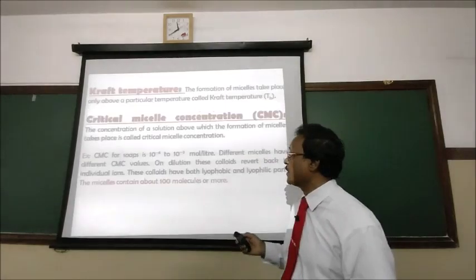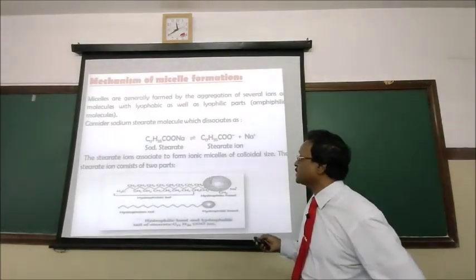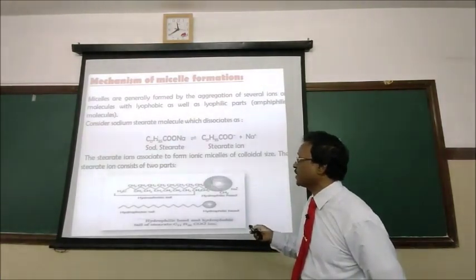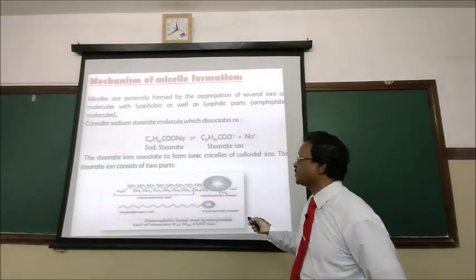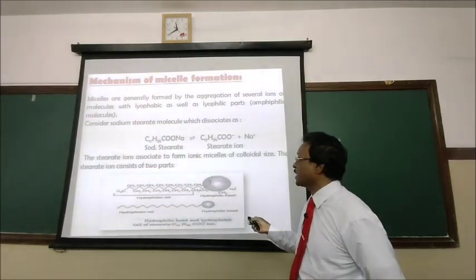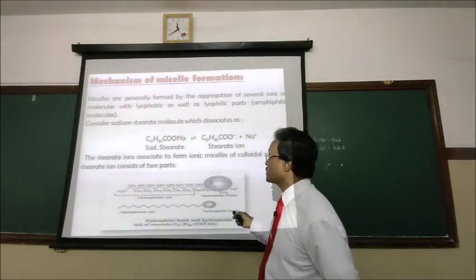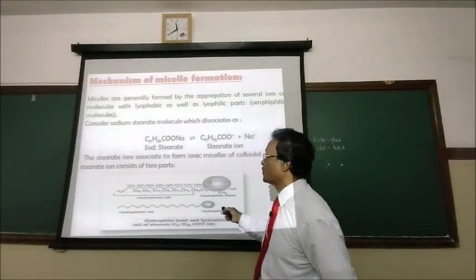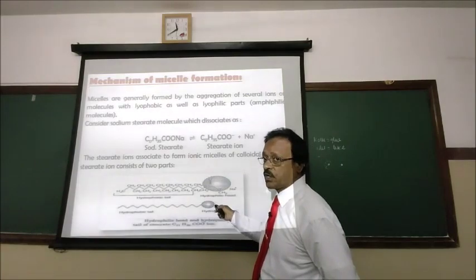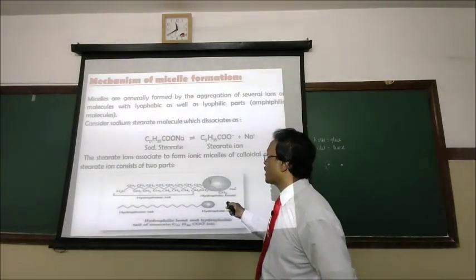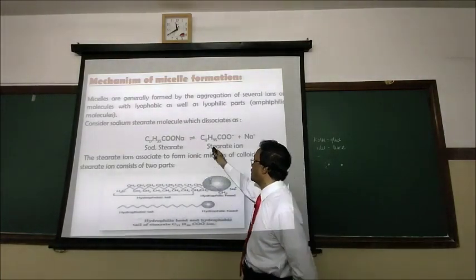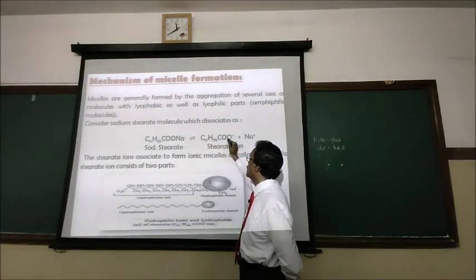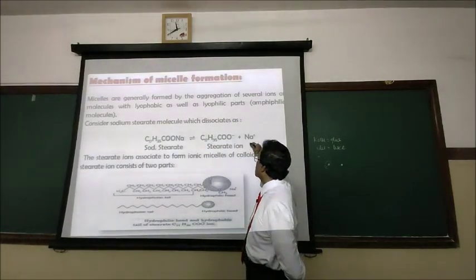I'll give you an example. I'll take stearic acid, C17H35COOH, a long chain carbon atom with a COOH monocarboxylic group. When it reacts with sodium hydroxide, the hydrogen atom is replaced with sodium. So sodium stearate is a soap used for washing purposes. Sodium stearate undergoes ionization to form C17H35COO minus and Na plus.